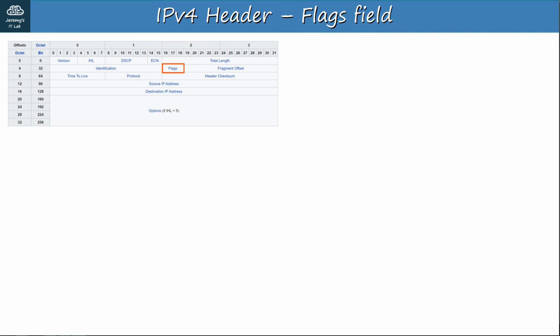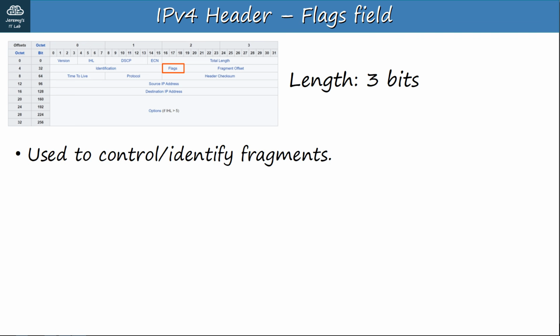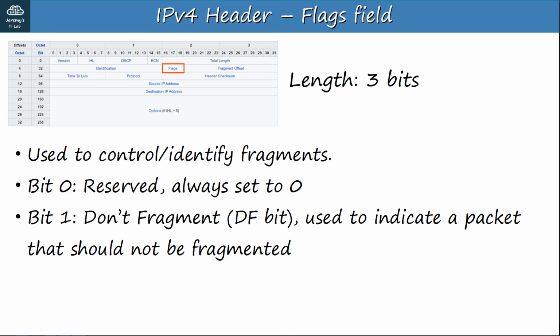Next is the flags field, which is 3 bits in length. It is used to control and identify fragments. There are 3 bits, and they function like this. The first bit, bit 0, is reserved and always set to 0. Bit 1 is the don't fragment, or DF bit. If it is set to 1, it means that the packet should not be fragmented.